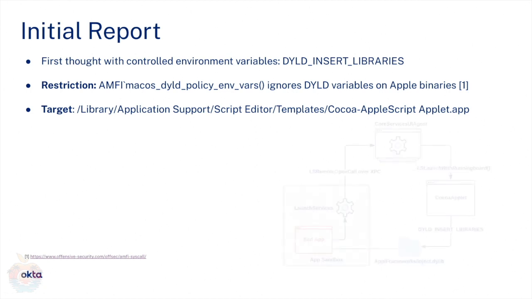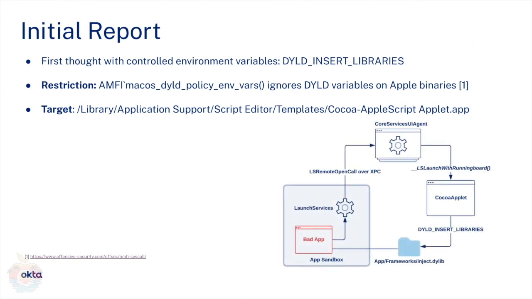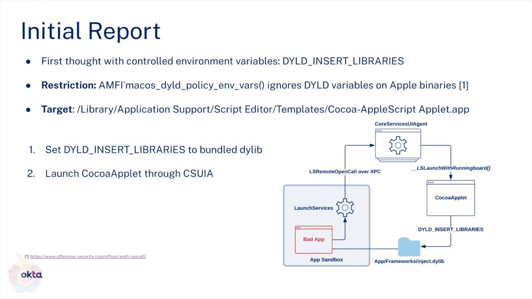So this is relatively straightforward. How it's going to look is something like this. I hope the graphic is big enough. We're just going to point DYLD_INSERT_LIBRARIES to a bundled dylib inside of our application. Remember, this is from the perspective, at least in this case, of a malicious Mac App Store app. We're going to put it under Frameworks like many libraries are. Nothing too special there. We're going to launch Cocoa Applet through the front door, through LaunchServices. Once again, nothing out of the ordinary. And then Cocoa Applet is going to load with our set environment variable, and dyld is going to load the dylib outside of the sandbox.